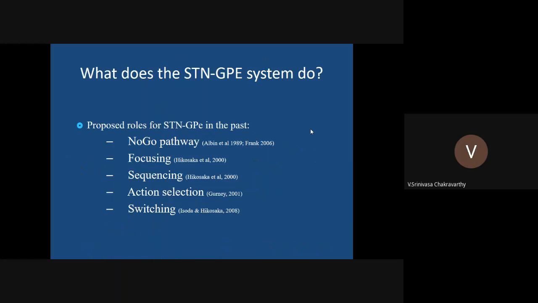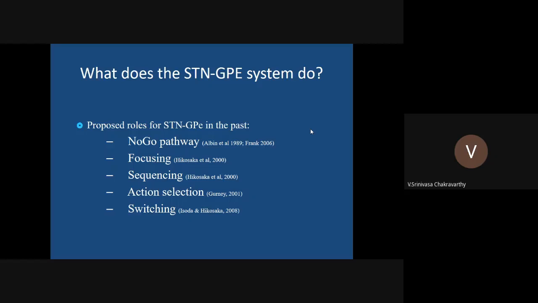Now, how do you justify that? How do you say that the indirect pathway is what is doing the exploration? So here again, let us visit some of the traditional pictures of the function of the STN-GP, or the function of the indirect pathway. The STN-GP as a no-go pathway has been known for a long time. A lot of people have said that.